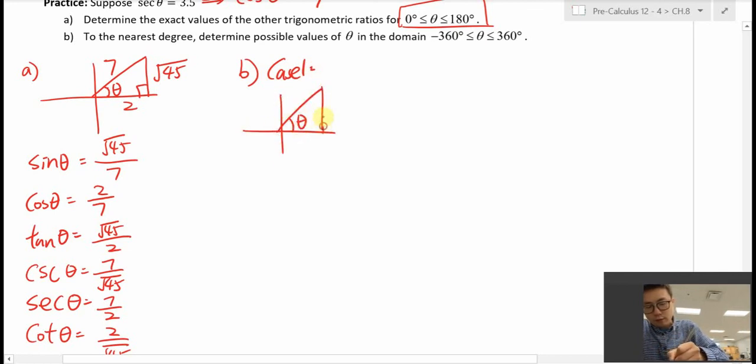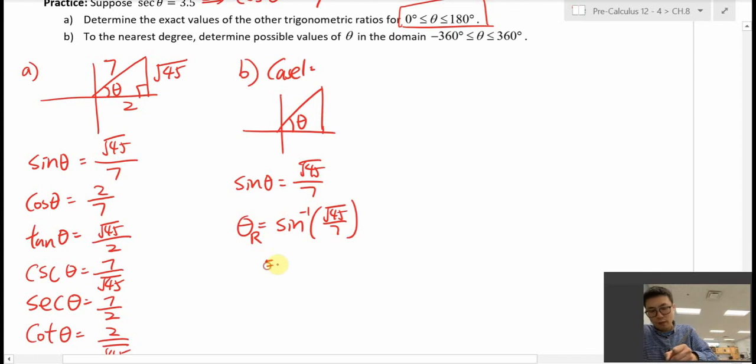Here's theta. I'm going to use sine in this case. So sine theta is equal to root 45 over 7. Therefore, the reference angle is simply going to be the inverse sine of root 45 divided by 7. To the nearest degree, this is 73 degrees. And therefore, theta 1 is simply 73 degrees, because the reference angle is the angle itself.